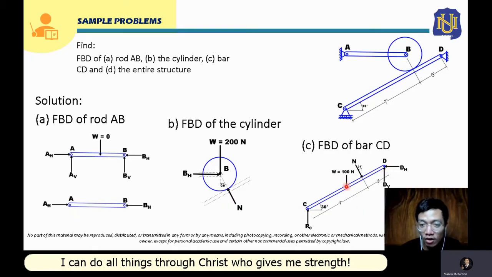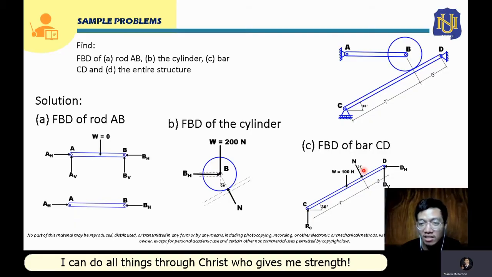So it will be at the center of rod CD, and it will be somewhere here. So that's the point of application of its weight, which is equal to 100 newton. Here, as we know, at this point there's a normal force, and this reaction force, if we transfer it to the free body diagram of bar CD, should be oppositely directed.